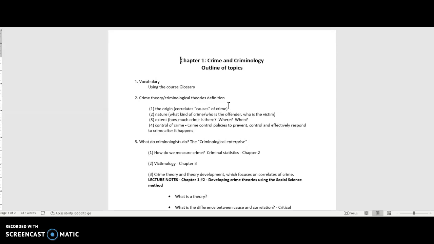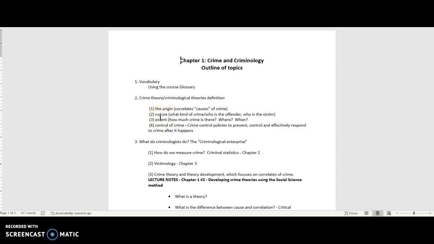Human beings are much more complex, and there are many multiple factors that we know might contribute to increasing the likelihood of a person either being an offender or a victim of crime. A second part of crime theory is understanding the nature of crime. What kind of crime? Is it violent crime? Is it property crime? Who's the offender? Is it older, younger, male, female? Is there a racial trend? Is there an age trend? Is there geographic trends?